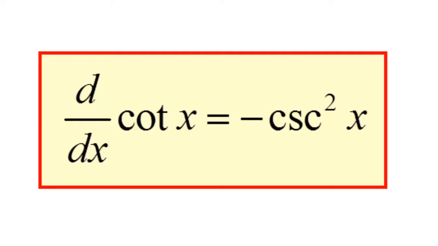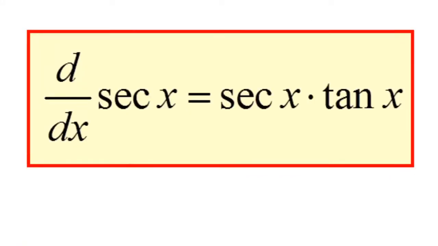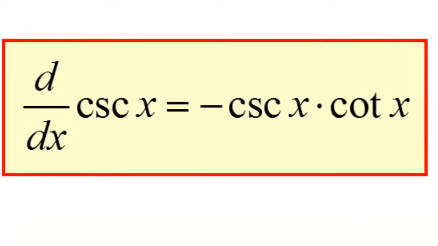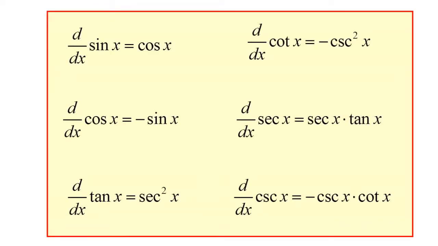The derivative of the cotangent is equal to the negative cosecant squared. The derivative of the secant is equal to the secant times the tangent. The derivative of the cosecant is equal to the negative cosecant times the cotangent. And here it all is.